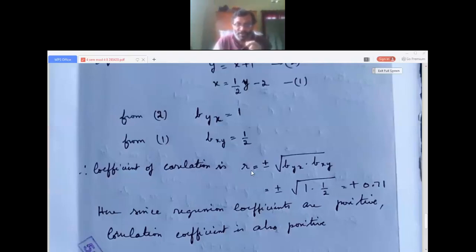You should know very well that if byx and bxy are positive, r is positive. If bxy and byx are negative, r is negative. And the value of the coefficient of correlation r is between minus 1 and plus 1. So these are very important problems. Please do them, and solve the ones from the model question paper.